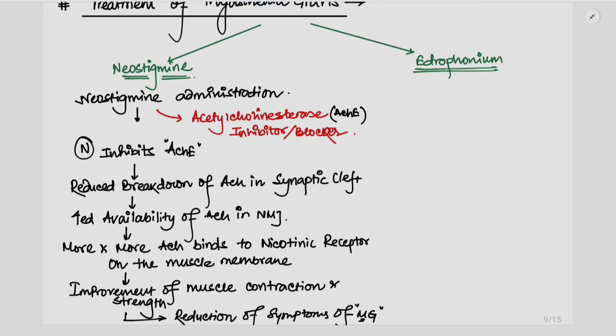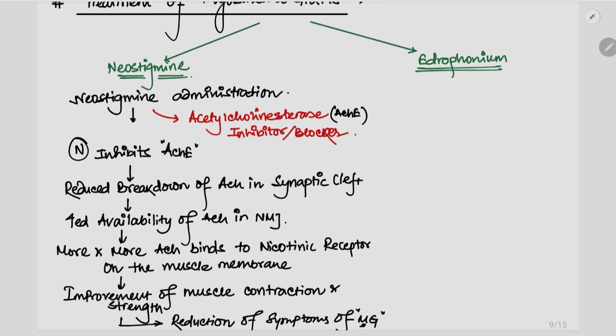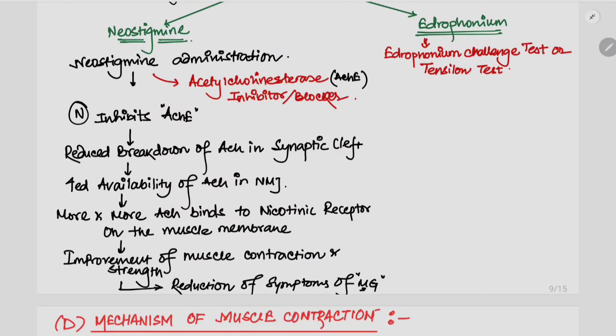It is the main treatment of myasthenia gravis. Edrophonium is used in the diagnostic test of myasthenia gravis. It is known as the Tensilon test or the edrophonium challenge test. Okay, so how do we apply that drug in the diagnosis of myasthenia gravis?